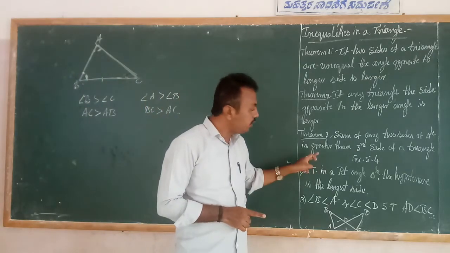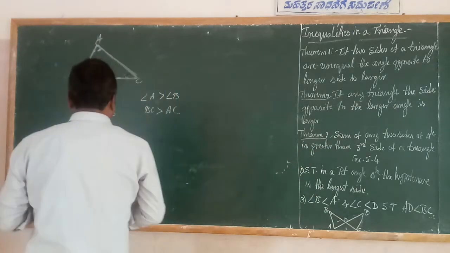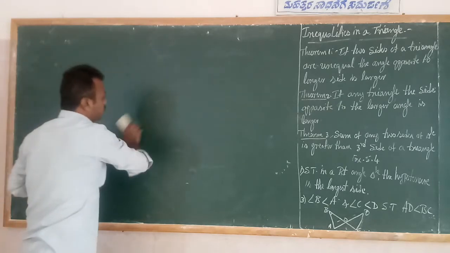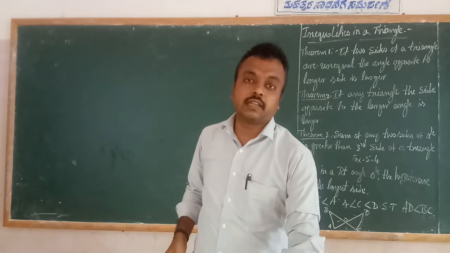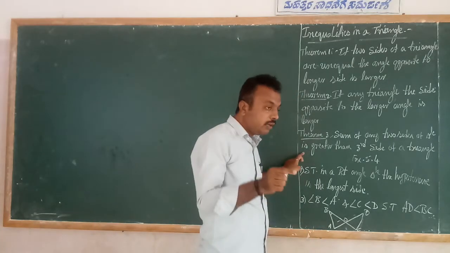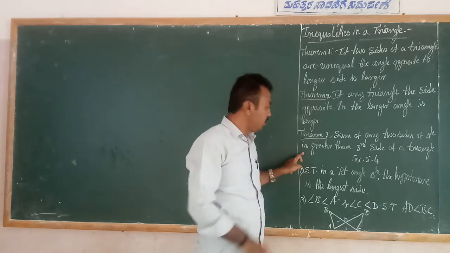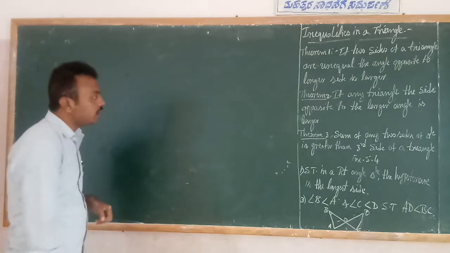Okay. So shall we go to statement number 3? What is statement number 3? The sum of any two sides of a triangle is greater than the third side of a triangle. So these three statements will come in the 8th standard. Correct? This year also it will come in. So theorem number 3 says that the sum of any two sides of a triangle is greater than the third side.